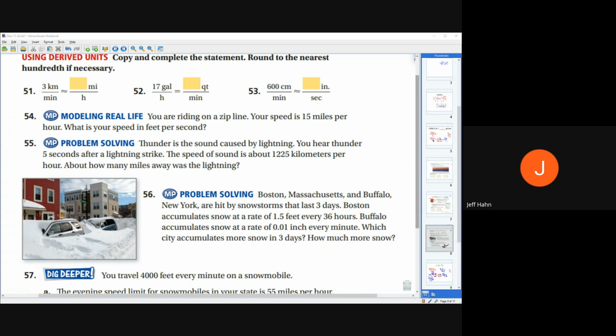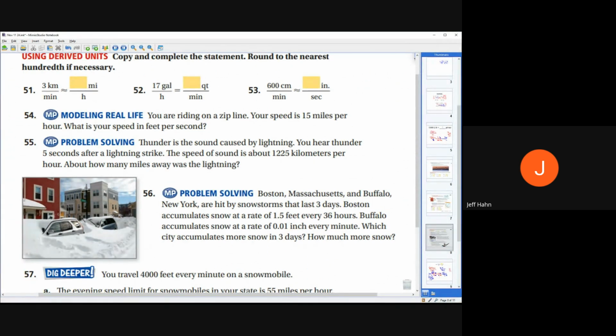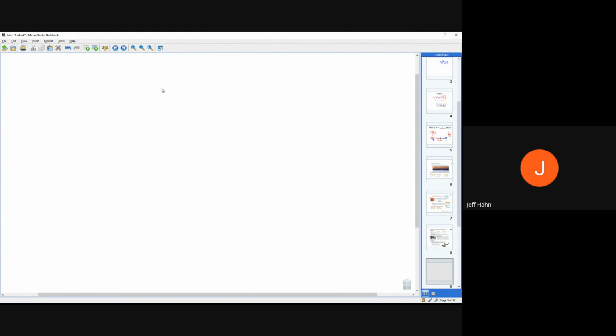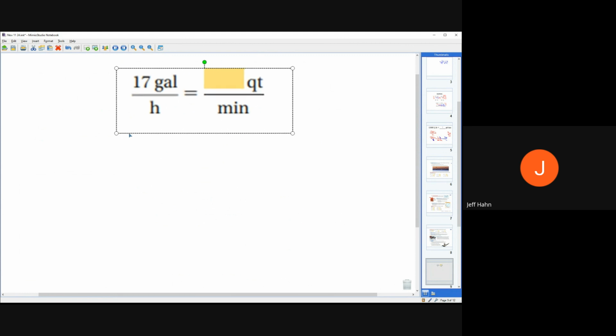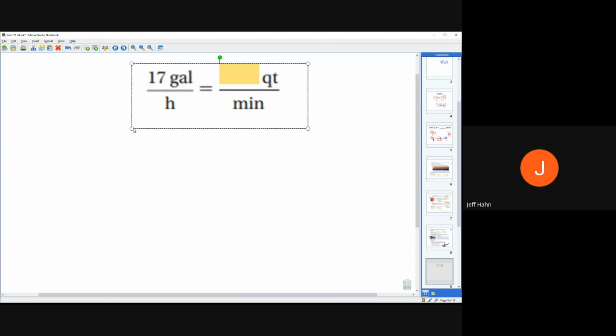I want you to at least be able to set up the problem with the labels and the conversion fractions. I'm concerned more about that than the actual math. You have exactly 3 minutes. I want you to write that out. What conversion fractions would I use? Just do it on your scrap paper there.